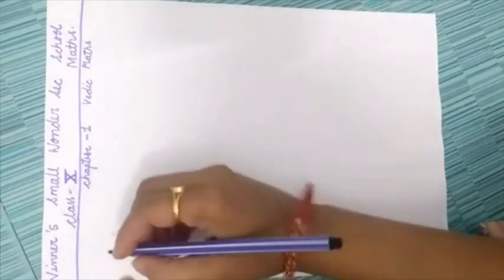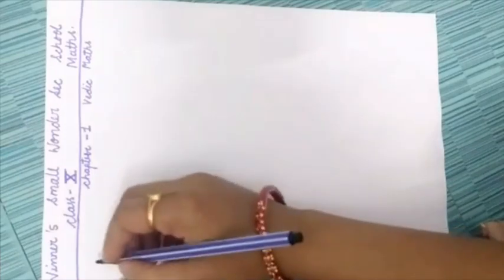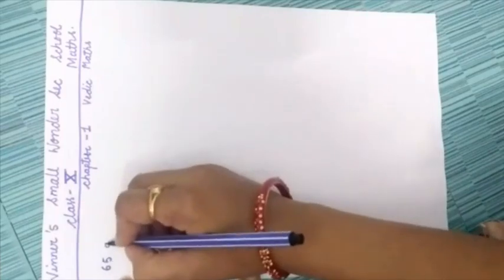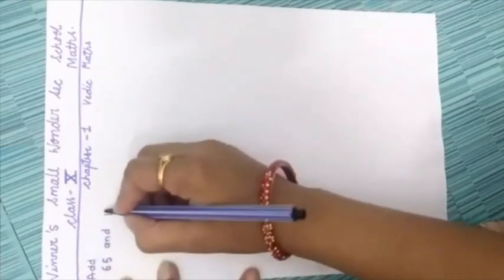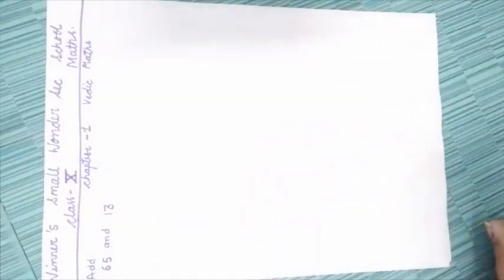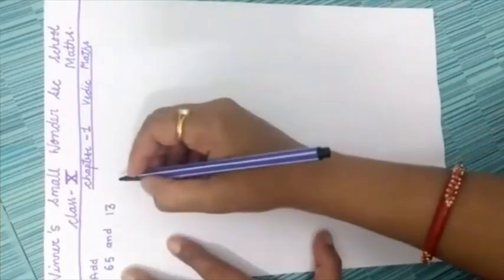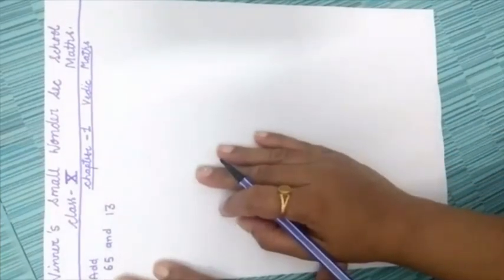And try to answer me the question. Let's take an example again. Add 65 and 13. Add 65 and 13. What was the process of addition using Shunyant number?